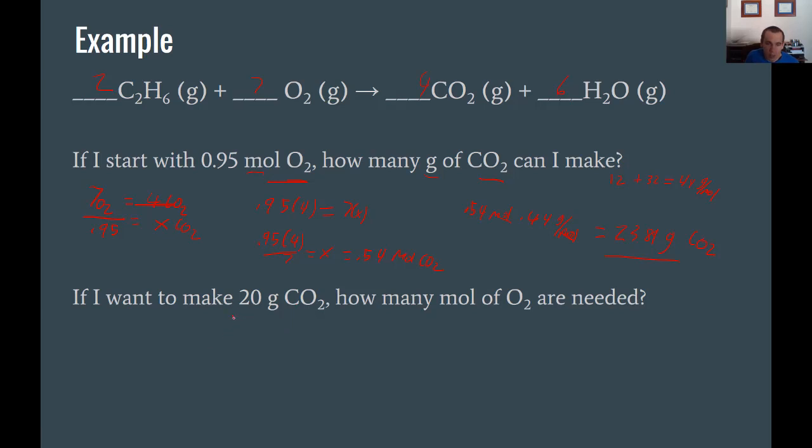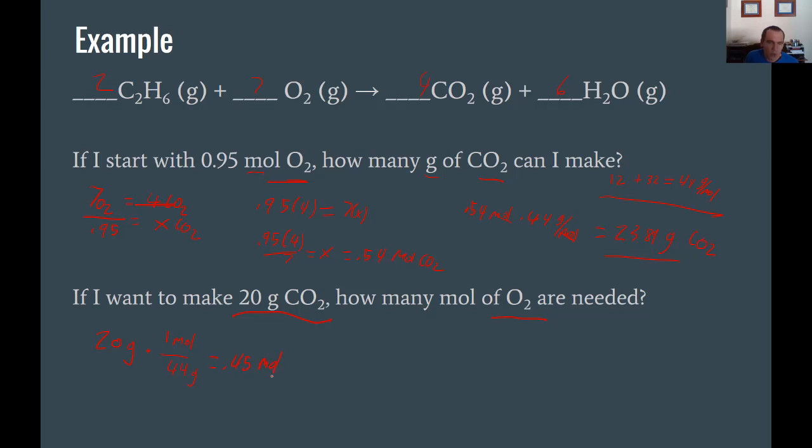Okay, so it's just one more complication by adding in the mass to mole conversion. If I want to make 20 grams of CO2, how many moles of O2 are needed? Okay, well, now we're going to do the same thing in reverse, right? I want to make 20 grams of CO2. Well, how many moles of CO2 is that? So 20 grams is how many moles? We're going to multiply this by 1 mole per 44 grams, right? That's the same mole mass ratio that we had before. And 20 divided by 44 is 0.45 moles.